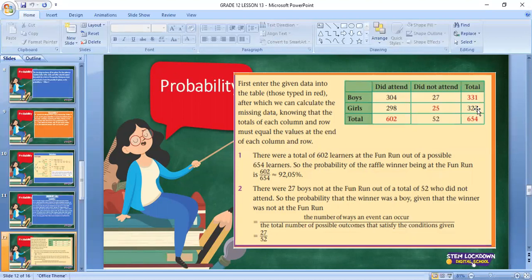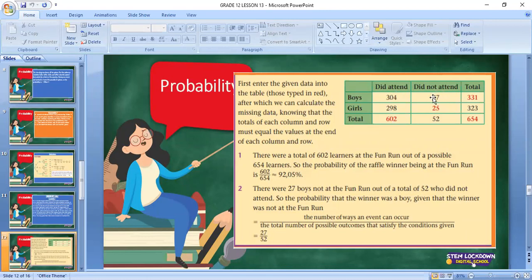Okay, so we now have 323 here. So here is 25. With this, you can find this amount, because we know by the time we add these together, they must add up to this total. So we subtract 25 from 323, and you're going to get 298. So with 298 here, we can find the number of boys who attended. The number of boys who attended, we can get by subtracting the girls who attended from the total that attended. So subtracting this from the total that attended, we get 304, which is the number of boys that attended.